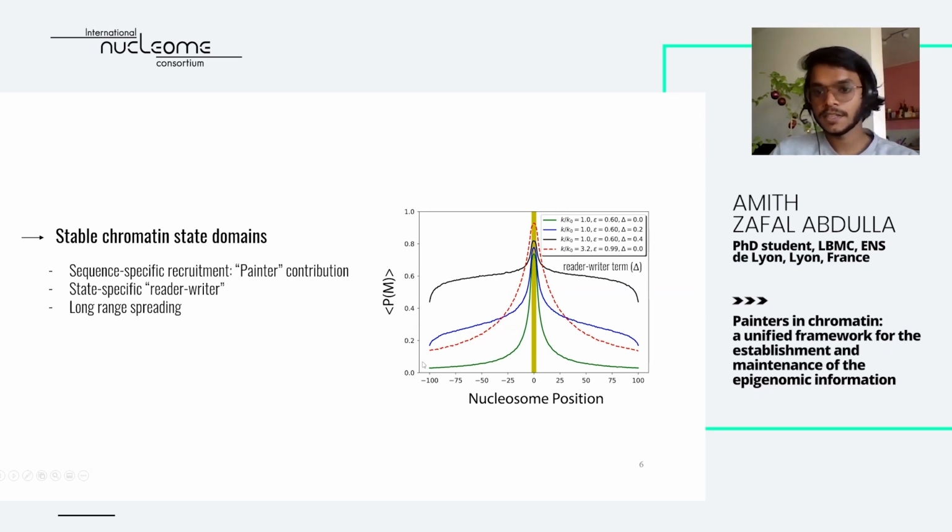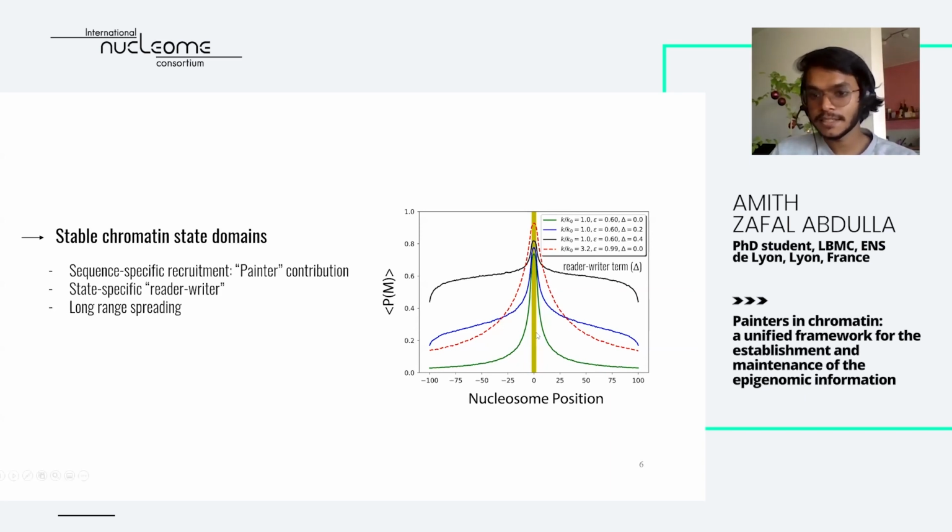Case one would be the green curve, where we don't have any reader-writer term. So there's only sequence-specific recruitment here, and we see clustering of blue or modified state around the recruitment site. The recruitment region is marked in yellow. And when I switch on the reader-writer term, I increase delta. Delta can be thought of as some binding affinity of the enzyme to the blue state, or nucleosomes with modifications, or nucleosomes in modified state.